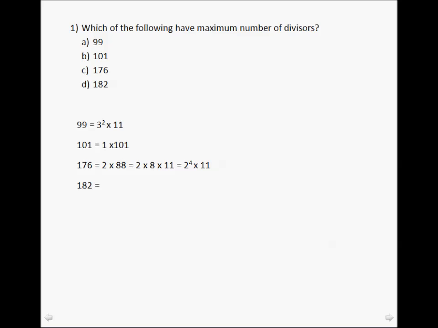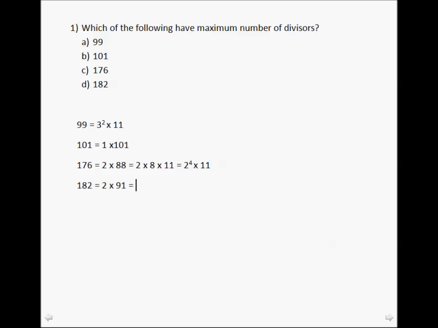182 can be written as 2 into 91. So is 91 a prime or a composite number? Again we'll take a square root. The next highest integer is, the square root would be 9 point something. Next highest integer is 10. So we'll check all the primes which are under 10.